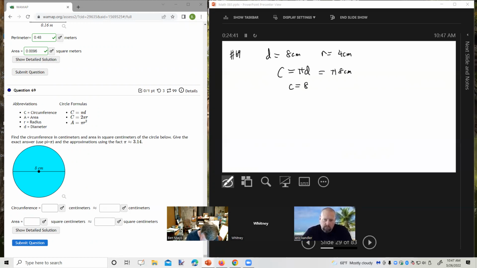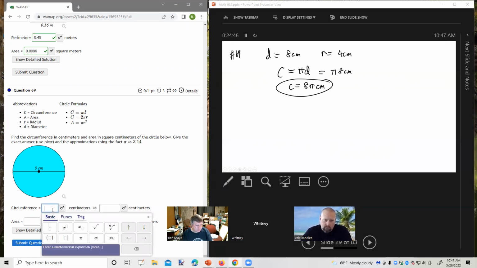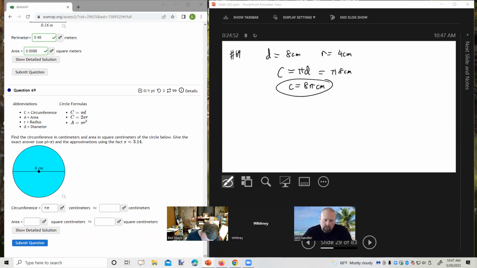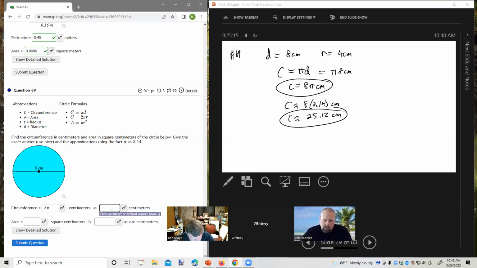And we typically put the nice number in front of the pi. So that's going to be the exact circumference, 8 pi centimeters. Then the approximate circumference, you're going to replace pi again with 3.14. So 8 times 3.14, you get 25.12 centimeters. So that's the approximate circumference, 25.12.